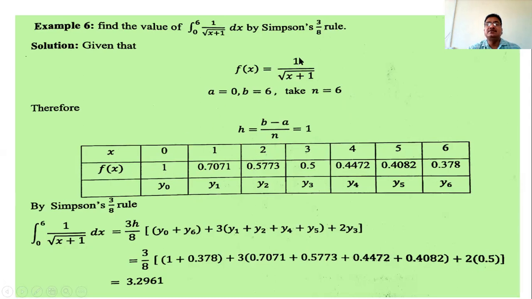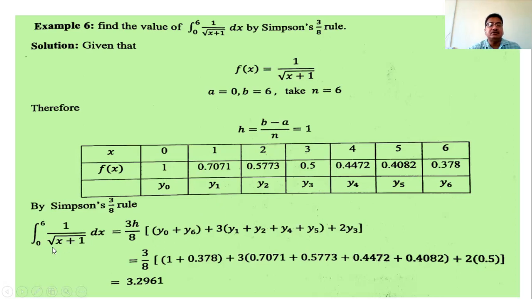Substitute x equal to 0 in this formula, and we get the value of f(x). Substitute x equal to 1, we get the value of f(x). In this way, we get the values of f(x) or y, naming all these values y0, y1, y2, y3, y4, y5, y6, and then write Simpson's three-eighth rule.